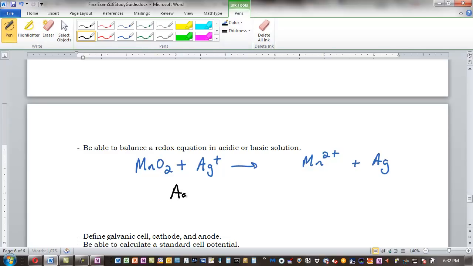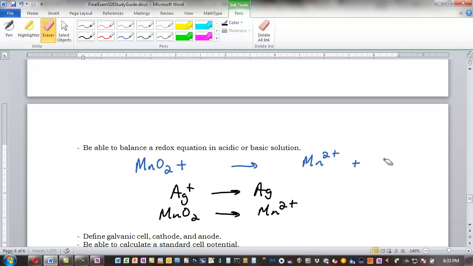So clearly silver ions go with silver, and MnO2 goes with Mn2+. Well, actually, I think I got this backwards. Hold on. Let me see. That's +4 to +2. That's a gain. Okay, hold on. I have two reductions. That's not going to work. See what I get for making up a problem on the fly. Let's switch our silvers. Sorry about that. Can't have two reductions. We need a reduction and an oxidation.